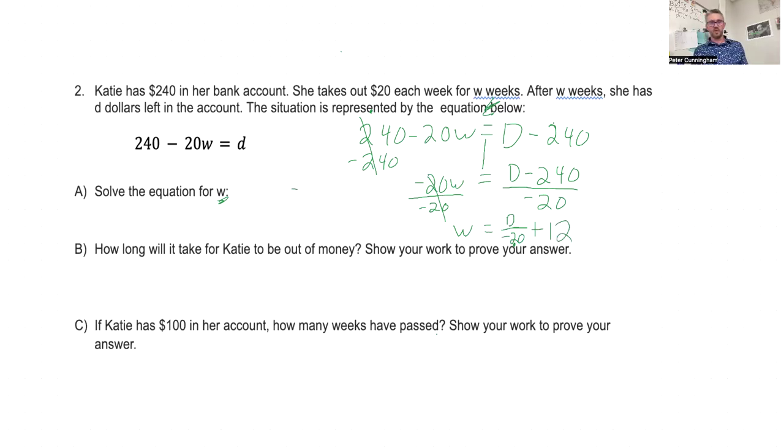Now you can figure out weeks if you're given dollars, and if you're given weeks, you can figure out dollars pretty quickly. Let's see what we're given here. How long would it take for Katie to be out of money? Well, that would mean she would have $0, right? So I think I'll just keep this as 240 minus.